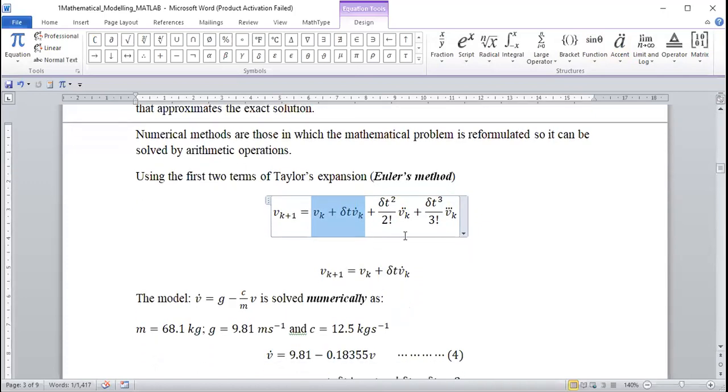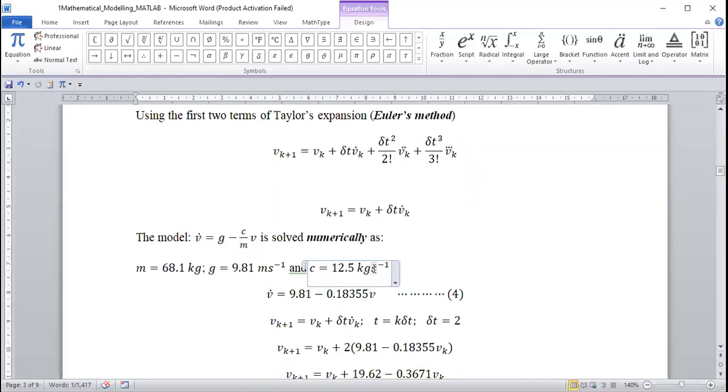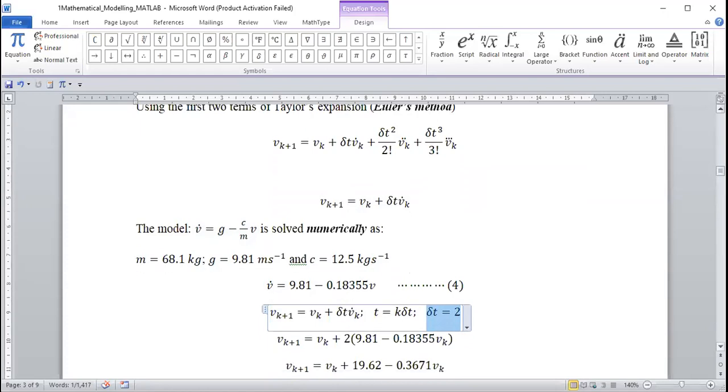So for Euler's method, we are making use of the Taylor series, but you are just making use of the first two terms. Now our model, this is the model we were given, and we want to solve it numerically. We are simply going to plug the parameters into the model. When you plug these parameters into the model, we arrive at this. Then to apply Euler's method, we make the time step, delta t, equal to 2 for the purpose of this class.